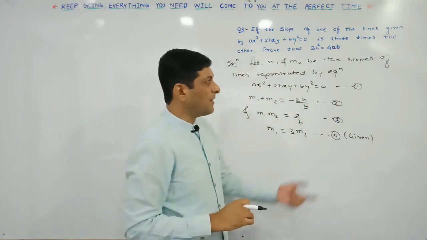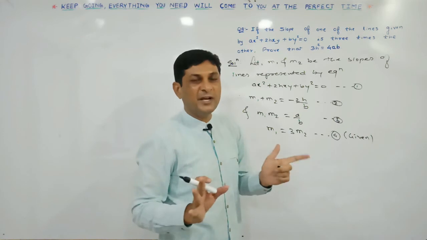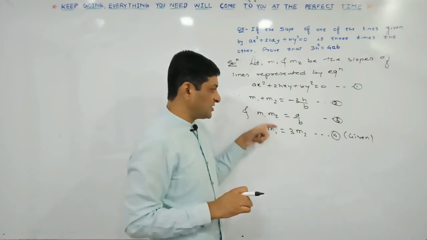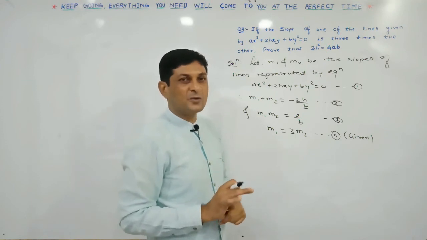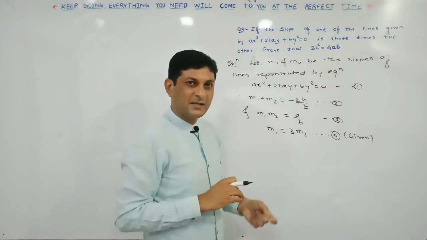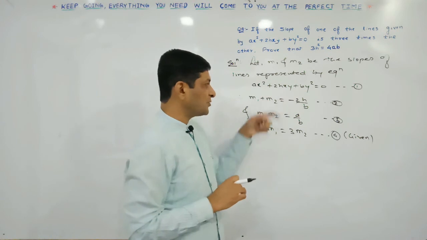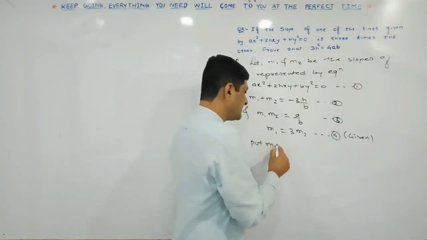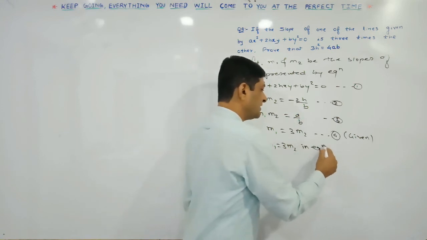Now in our required result, a, b and h appear, means m1 and m2 do not appear. Here we will have 3 equations in terms of m1 and m2. Using these equations, or by solving them, we will try to get our required result. So first I am substituting the value of m1 is equal to 3 times m2 in equation number 2.